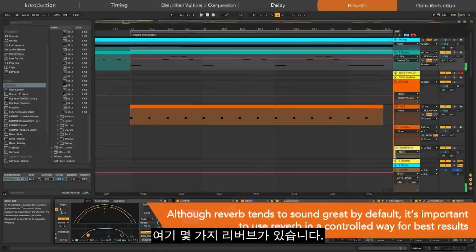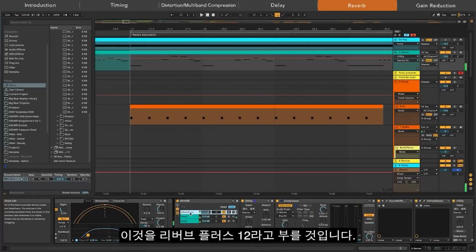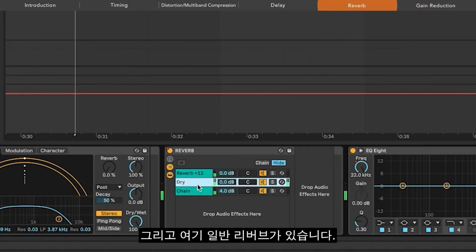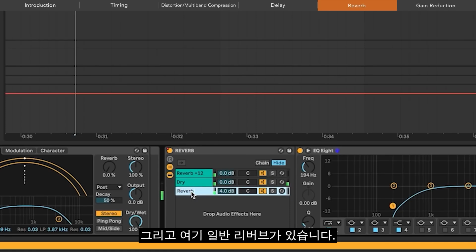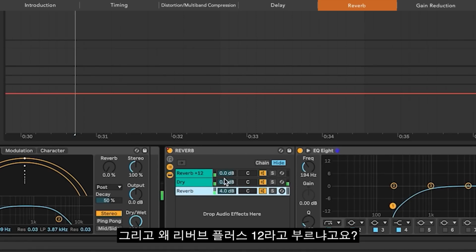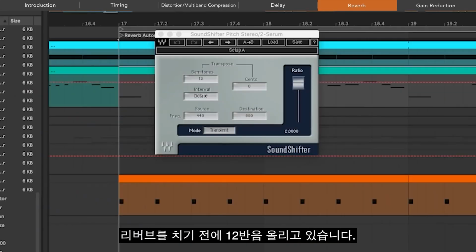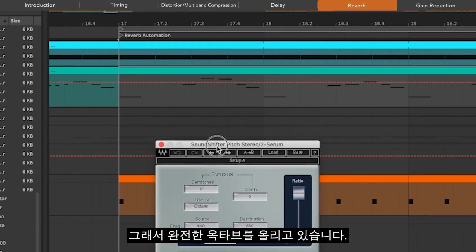So I've got a couple reverbs going here. Here's one of them. We're going to call this reverb plus 12. This is our dry signal. And then here we have a normal reverb. And why do I call it reverb plus 12? It's because I'm going in with a sound shifter, and before it hits a reverb, I'm putting it up 12 semitones. So it's going up a full octave.